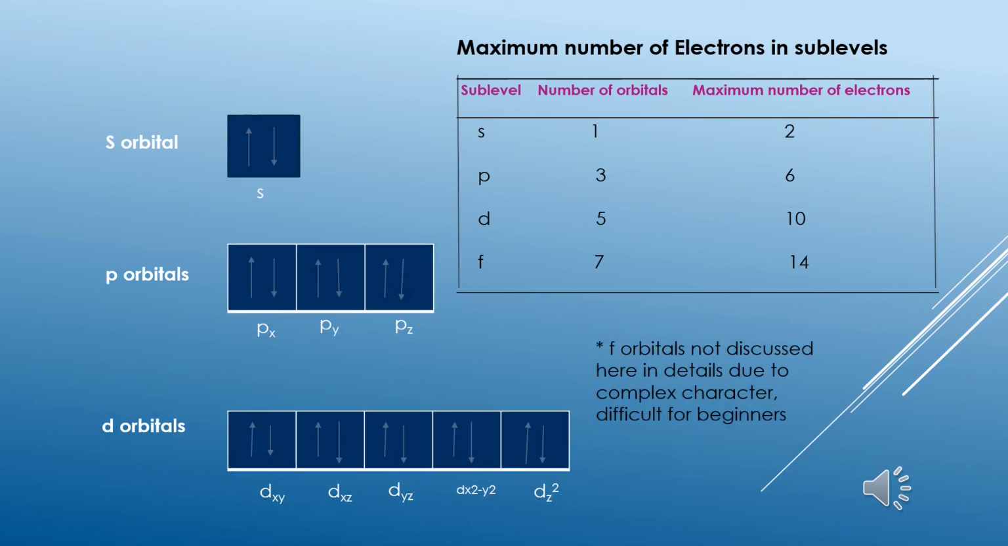Here it is shown how many orbitals are present in different subshells along with their electron accommodating capacities.